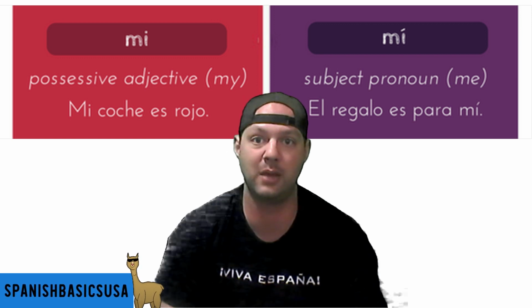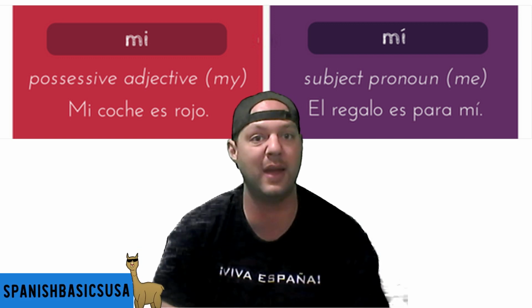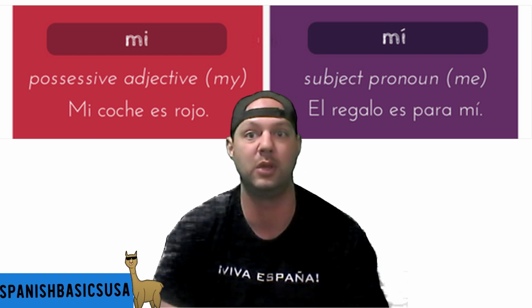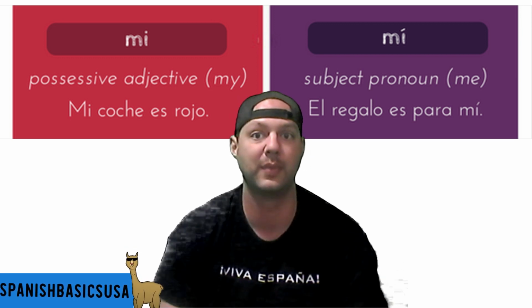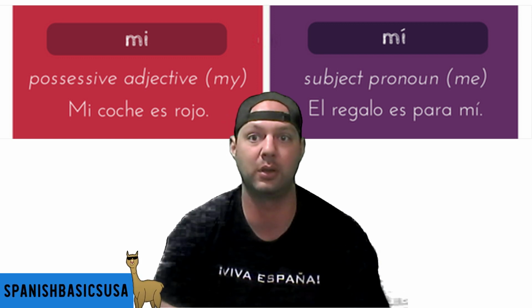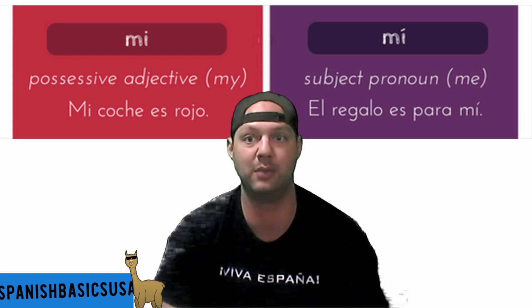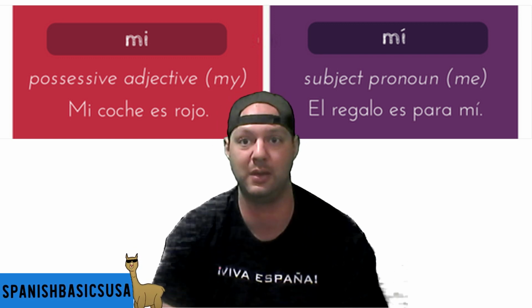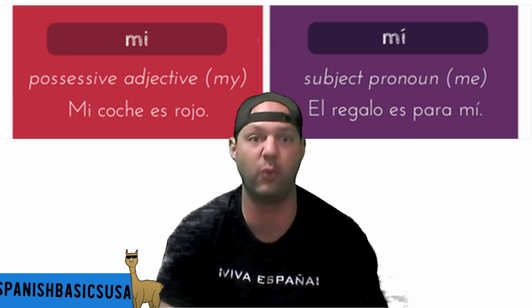They both sound the same, but the first one without an accent mark is a possessive adjective. It means my. Mi coche es rojo. My car is red. Mí with an accent mark is a prepositional pronoun. It means me. Okay, el regalo es para mí. The gift is for me.